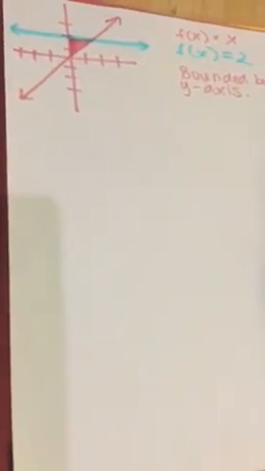So always, if you're looking at two functions that are bounding one area that you're looking for, always subtract the bottom function from the top function. So top function minus bottom function. Alright. We can start setting up our integrand.